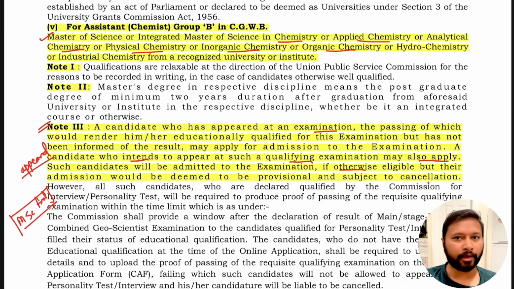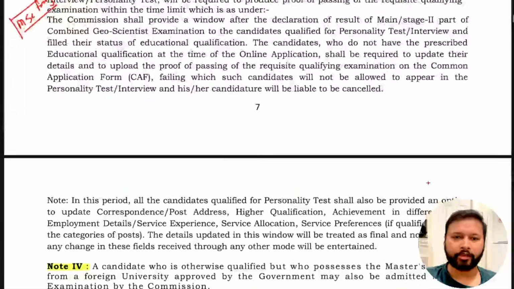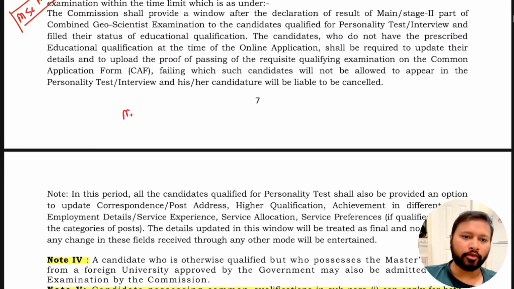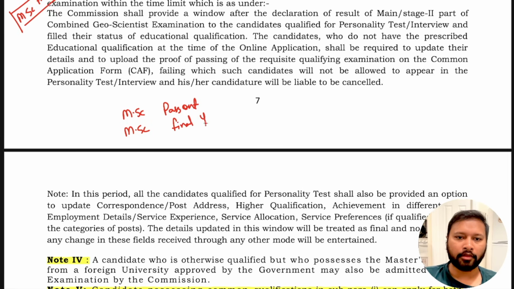So you can give the exam, but whether you will be taken for the personal interview and all, that will be subject to cancellation. So all it means, let me just write it down for you, is that you should be MSc pass out. If you are MSc pass out, you can apply for it. If you are in MSc final year or final semester, in that case also you can apply.